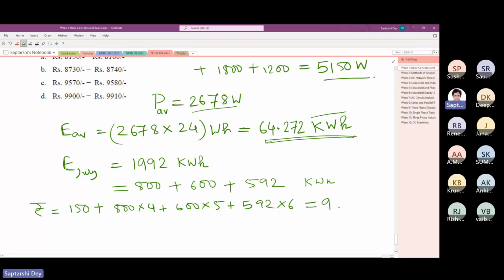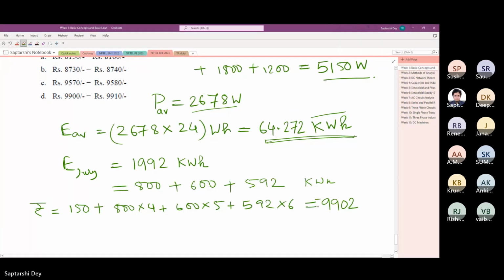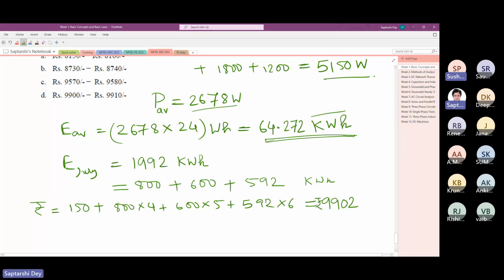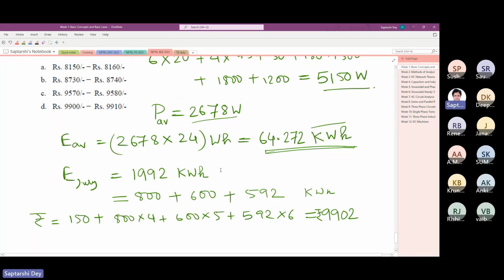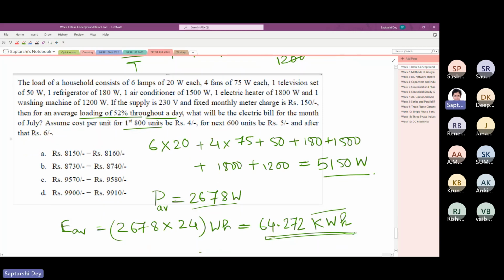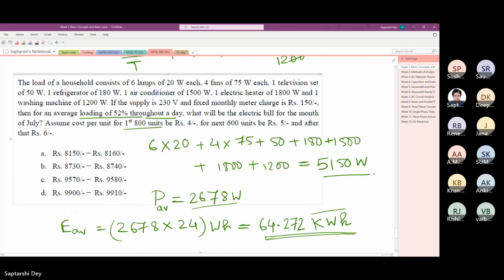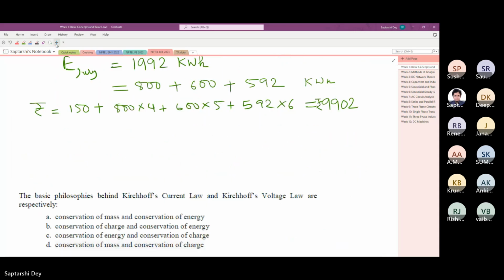Quite large amount of electric bill, isn't it? For a household. We don't know how many people live here. 6 lamp, 4 fans, 1 television set, refrigerator, air conditioner, maybe a family of 3. But still, it's quite high. Maybe they use the AC a lot.